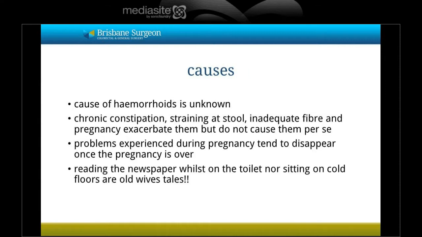We are never quite sure what causes hemorrhoids. However, chronic constipation, straining at stool, a diet that is low in fiber, and pregnancy exacerbate them but do not cause them per se. The problems that women experience with hemorrhoids during pregnancy tend to disappear once the pregnancy is over. There is absolutely nothing to support the notion that reading the newspaper whilst on the toilet or sitting on cold floors causes them.